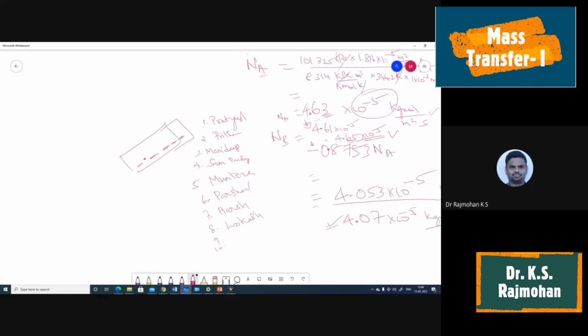Okay. Similarly, calculate NB also. It is minus of that value. Okay, minus 4.0545. That's okay. Into 10 power minus 5, right? Yes. Okay. So 4.043 into 10 to the power minus 5. Okay, that's okay. Who is this? Krishna Sai sir.